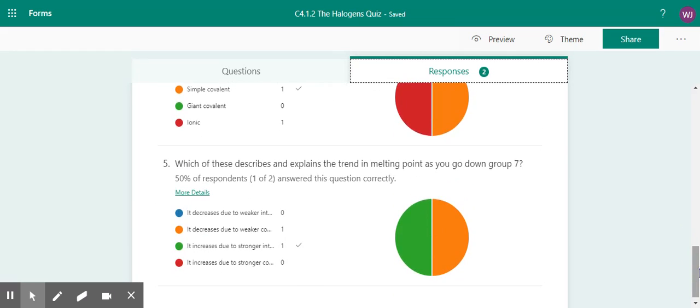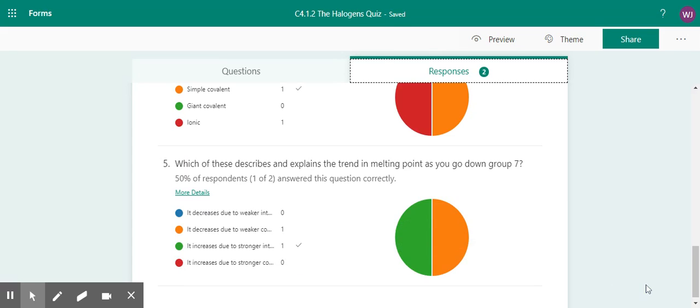So question 5, which of these describes and explains the trend in melting point as you go down group 7? So again, one of you got it right, one of you got it wrong. So the trend in melting point as you go down, as we've just done a question on the state. So chlorine and fluorine are gases, bromine is liquid, iodine is solid. So the melting point's clearly increasing down the group. So that means it's got to be one of the last 2. And the options, you can't see them there. The first option is that it increases due to stronger intermolecular forces. And the second option for increases is due to stronger covalent bonds.